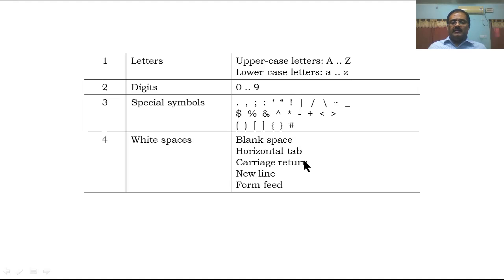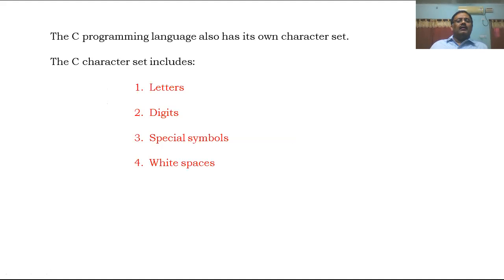Next, carriage return. Carriage return is nothing but the enter key. New line, next line character, form feed. All these things we will be discussing shortly, and what are the different symbols that represent these white spaces. So, letters, digits, special symbols, and white spaces are the characters that are included in the C character set.